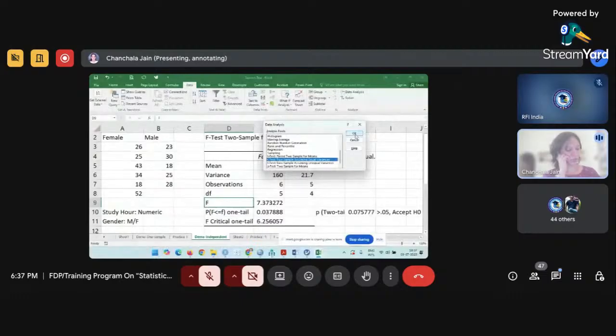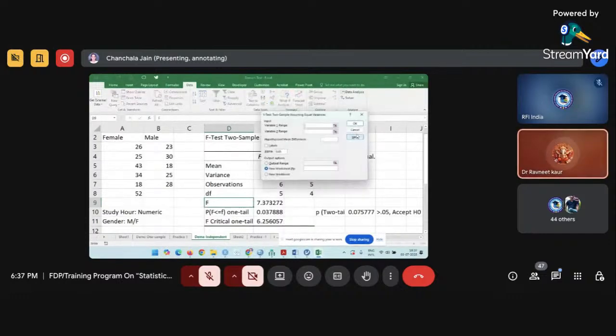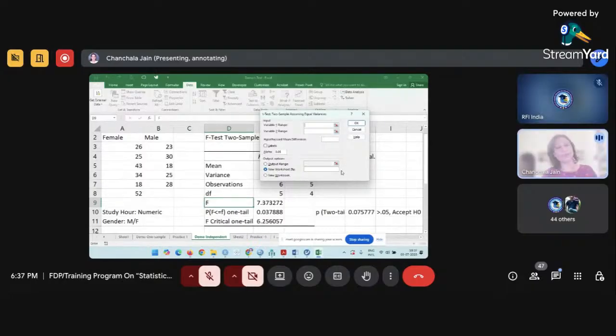Friends, say yes or no. Nobody is saying anything. Shall I proceed? Yes, ma'am. Fine. So I selected the option, and I think I'm getting this dialog box. Everyone is getting the same, right?